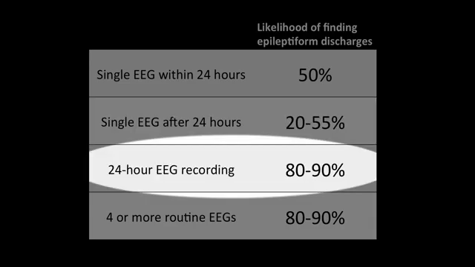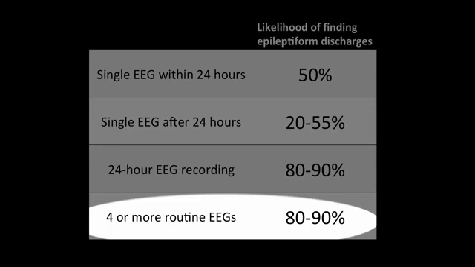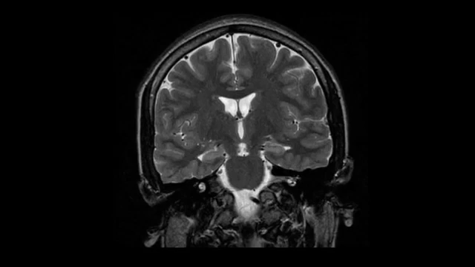On prolonged 24-hour EEG recording, the likelihood of picking up some epileptiform discharges is much higher, in the range of 80 to 90%. But again, this means that 10 to 20% of the time, even prolonged EEG can be normal in a patient with epilepsy. Several routine 30 to 60-minute EEG recordings can produce the same yield as a 24-hour recording, but may be less practical.